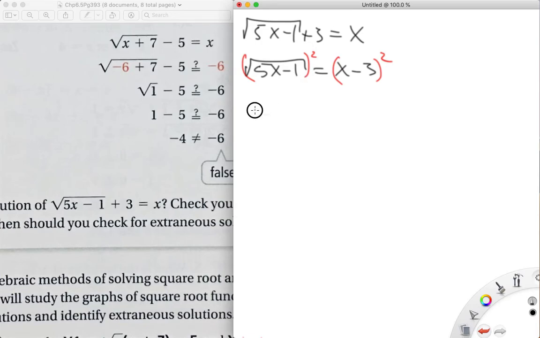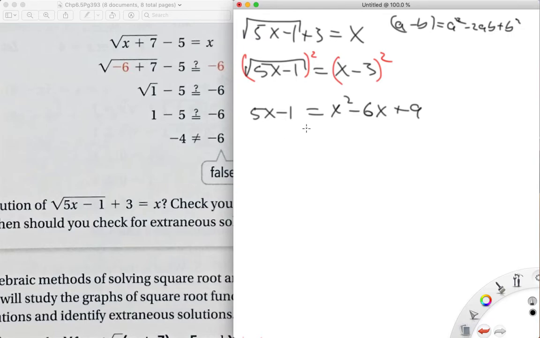This goes away. I'm left with 5x minus 1. This one is, if you recall, (a minus b) squared equals a squared minus 2ab plus b squared. So that's what I'm going to do here. So this is going to be x squared minus 2x times 3, so minus 6x plus 9. I'm going to put everything here and solve for x. Hopefully I can factor or something and not use the quadratic.